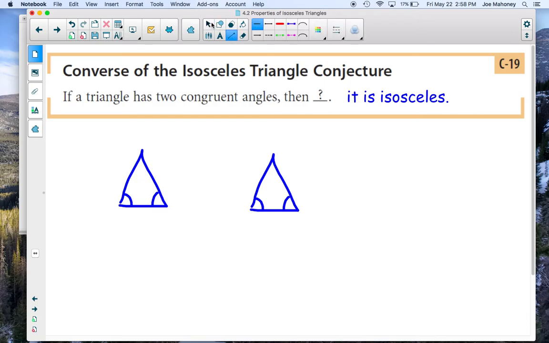And what this means is that if two angles are congruent, the triangle is isosceles. So that's some cool stuff about isosceles triangles. I hope you find them enjoyable.